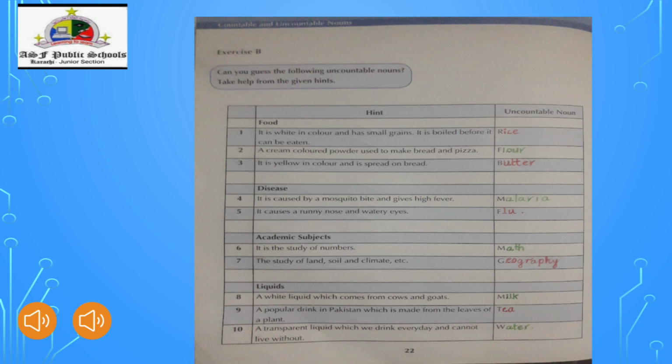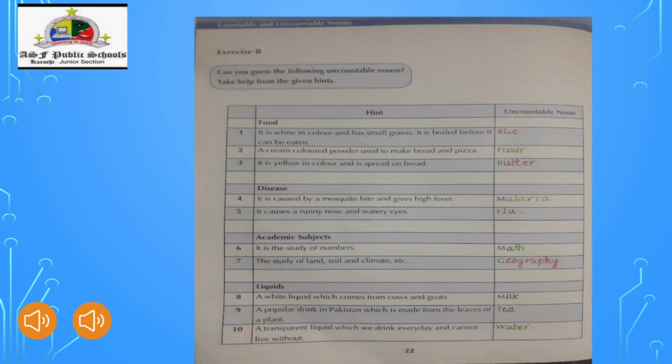Yes, you guessed right. It is rice. Second, a cream colored powder used to make bread and pizza. What is that cream colored powder? Did you guess, children? No? Okay, I'm telling you it is flour. Number third, it is yellow in color and is spread on bread. Oh, you guessed right, it's butter.